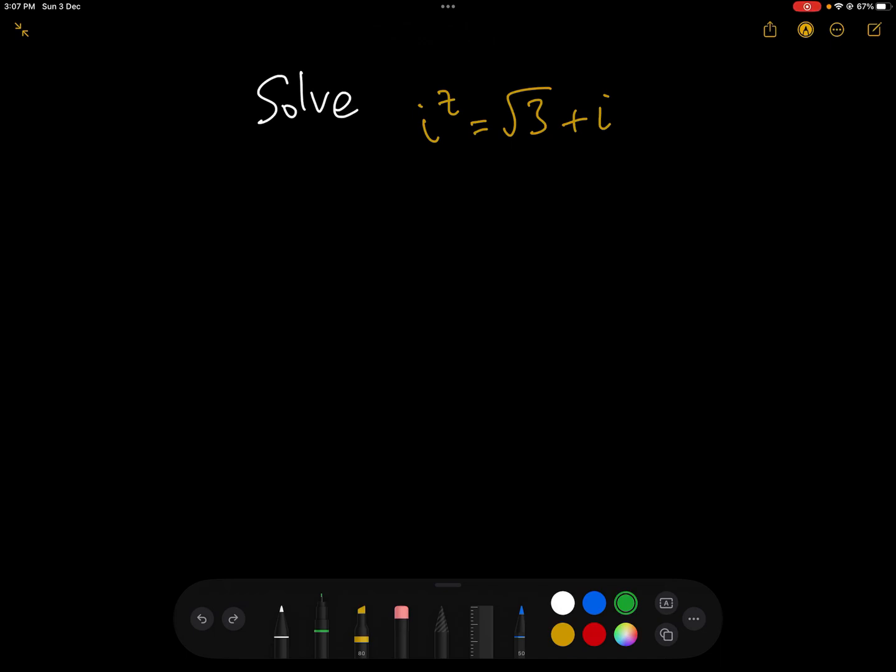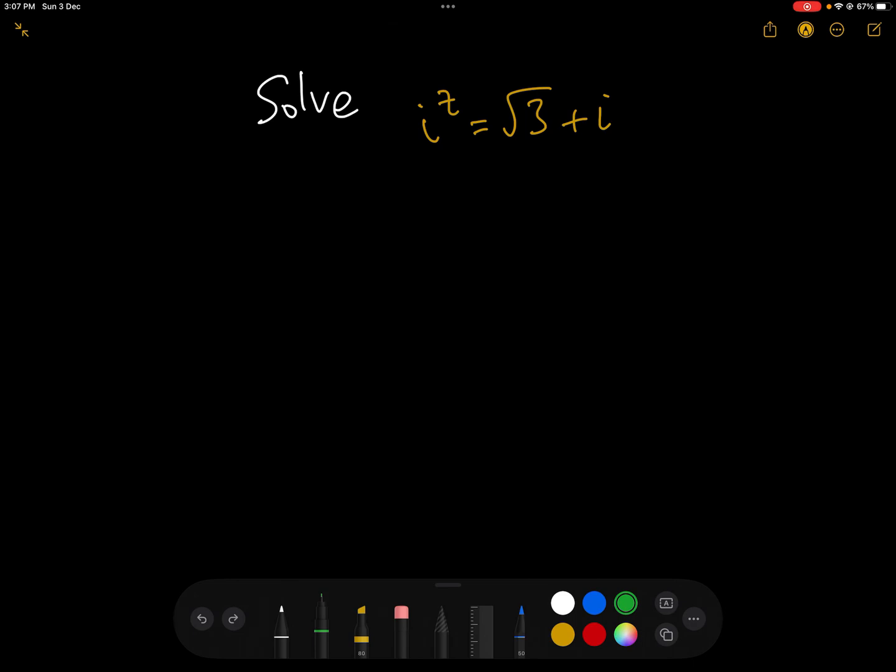This is quite an interesting question. Solve i to the power of z equals root 3 plus i. Now, the fact that it's a complex number seems to throw everybody, but in actual fact, the way we're going to solve this is pretty much identical to the way that we would solve it if z was not a complex number, but if it was real, by taking logs. Taking logs of complex numbers, in some measures, is actually easier than taking logs of real numbers.